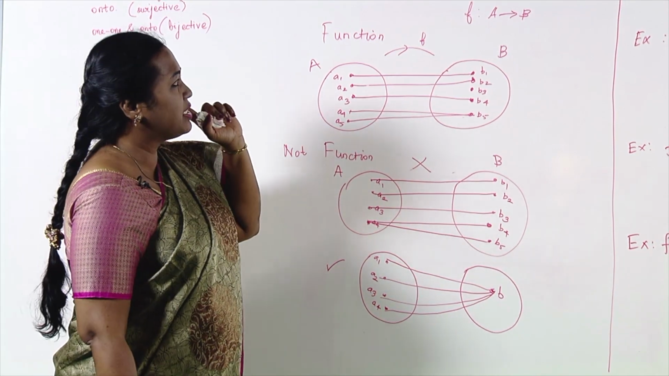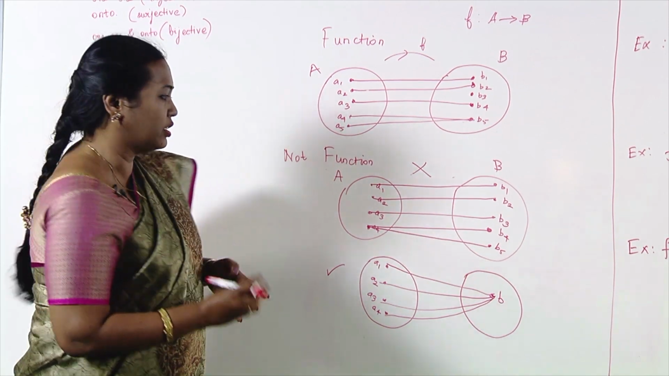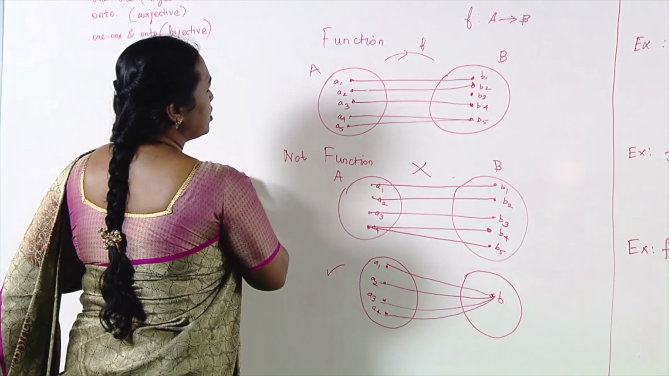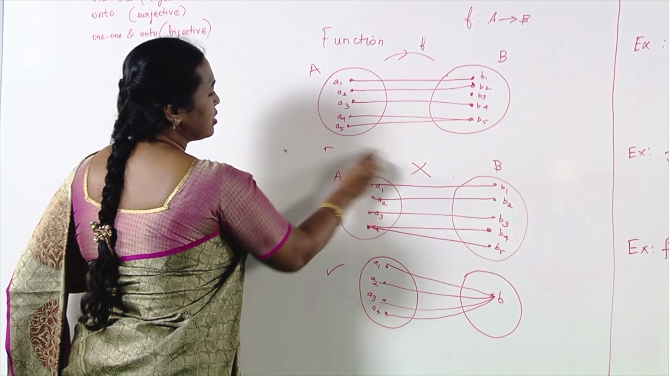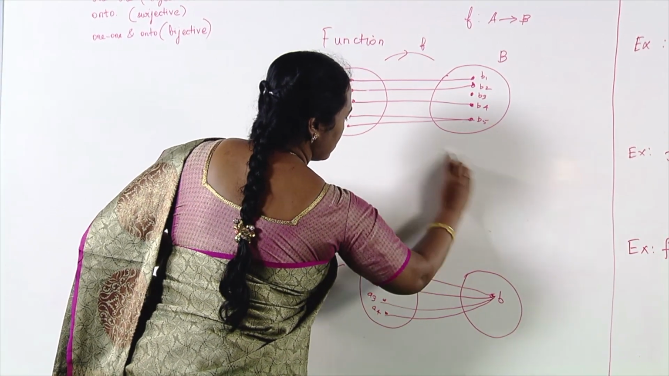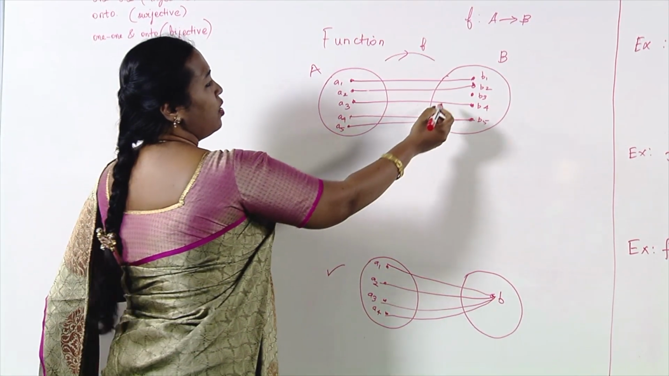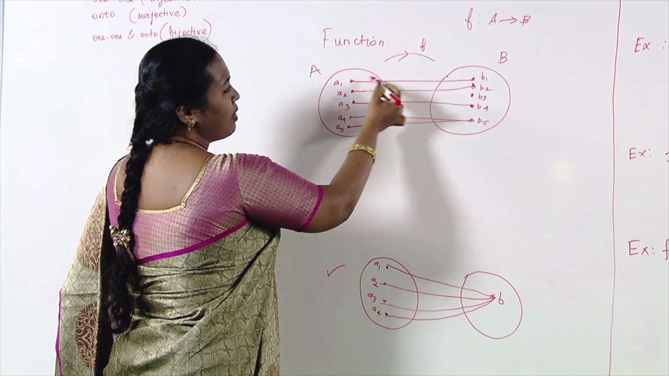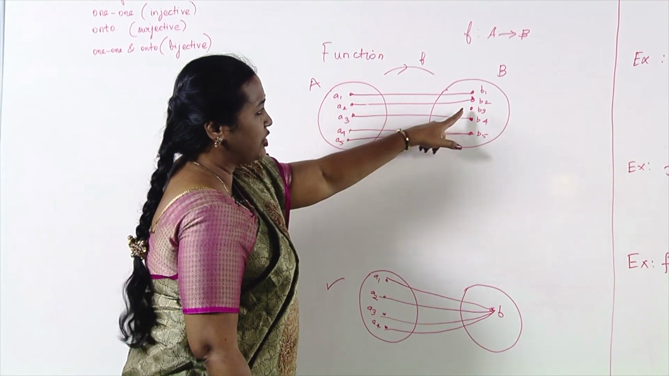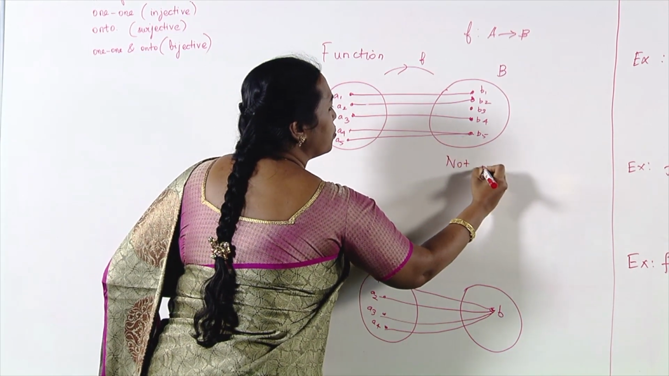Now, we shall see something called 1-1 functions, onto functions, and 1-1 and onto functions. I hope you have understood what functions are. Now, we shall move on to the different types of functions. Now, as you can see, all of these terms have a mapping here, and there is a B3 which does not have a pre-image. Now, this is an example of a function which is not onto.